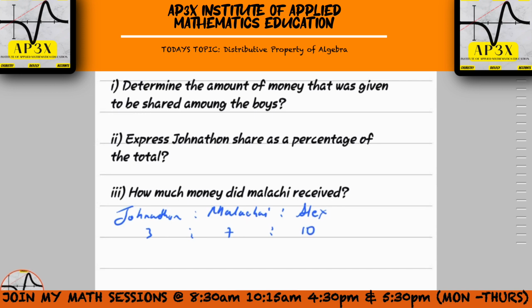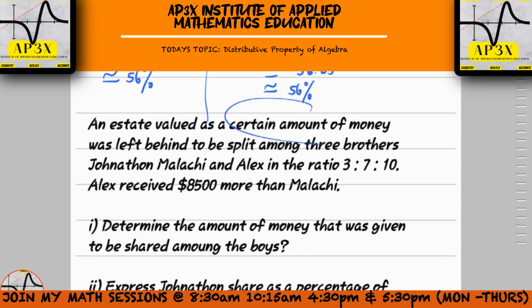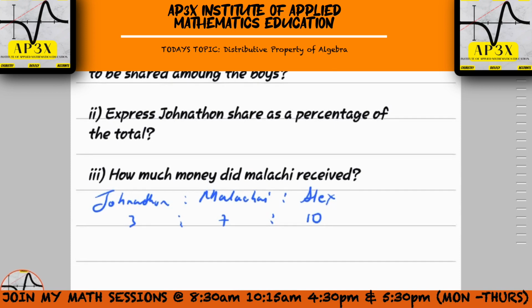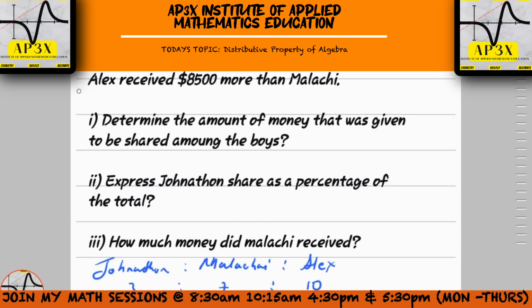From there we know something about one of the brothers, right? Here it's very similar to the previous question where we were not told how much money was being shared, so that's going to be a challenge. What we do know is that Alex received $8,500 more than Malachi. So what does this mean? Does it mean that Alex got $8,500? Or did Alex get $8,500 along with the same amount that Malachi got? Here's the challenge. We don't know anything about Malachi.